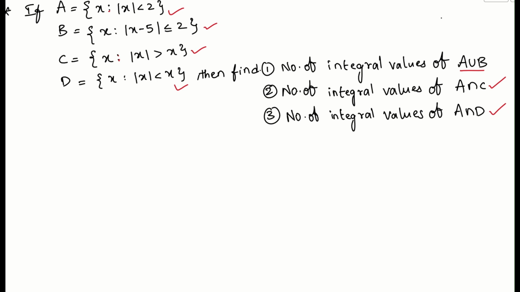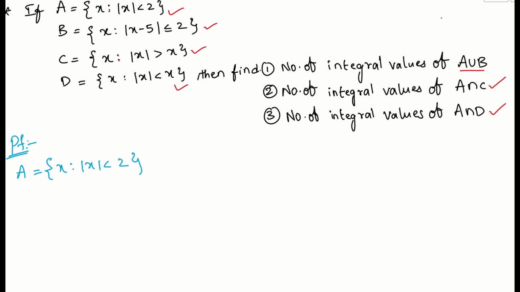For solving this problem, for finding the values, first of all we need to find what the set A is, what the elements in set A are, as well as in B, C, and D. For finding the elements in sets A, B, C, let us do everything separately. So first of all, let us consider the set A. What is the set A? It is given that |x| is less than 2.